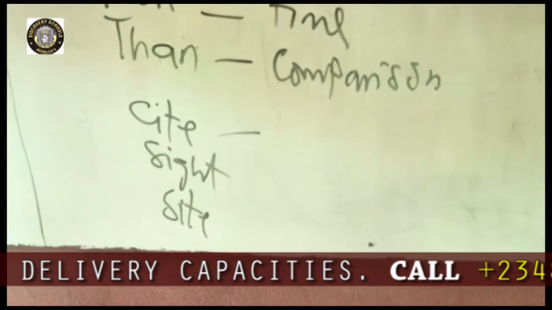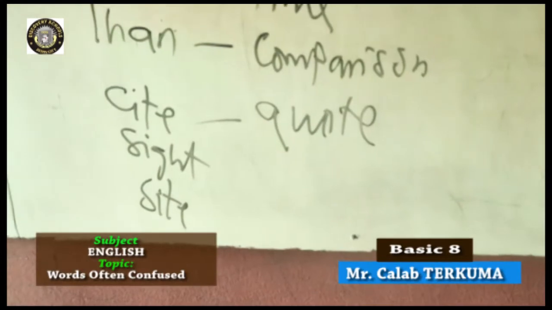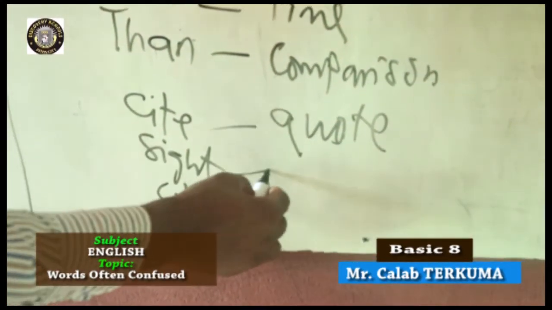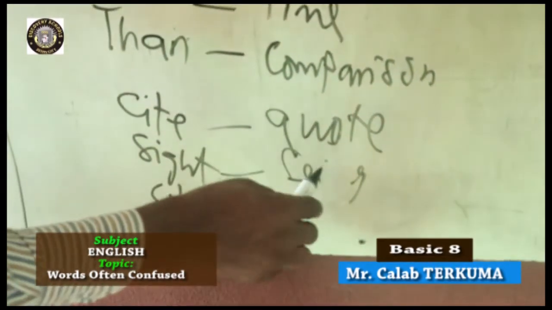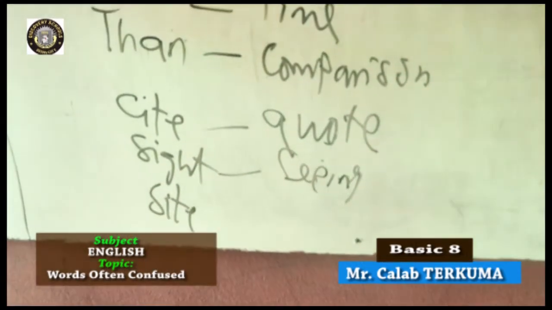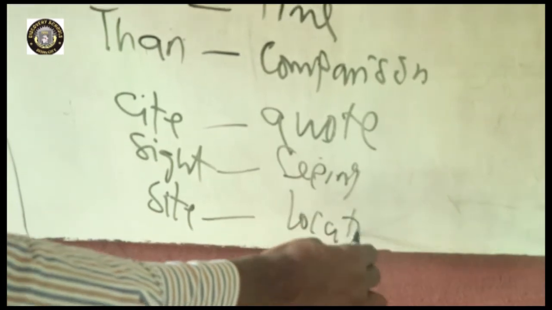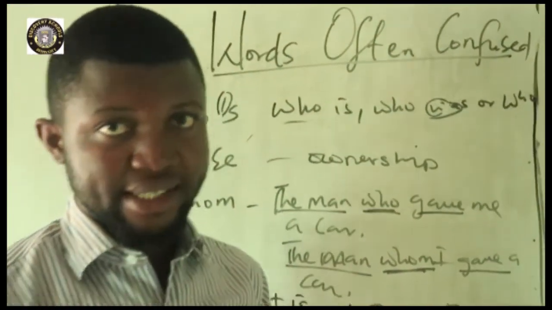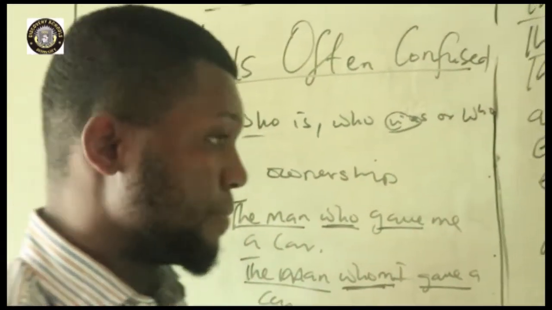Then cite here is used to mean quote. To quote someone. You're citing someone, you're doing what? You're quoting someone. Sight here is for seeing, the noun of seeing. The process of seeing, sight. Then this other site here is the location of the work. So you can see that they sound the same way, but they have different spellings and different meanings as well. Is that okay?